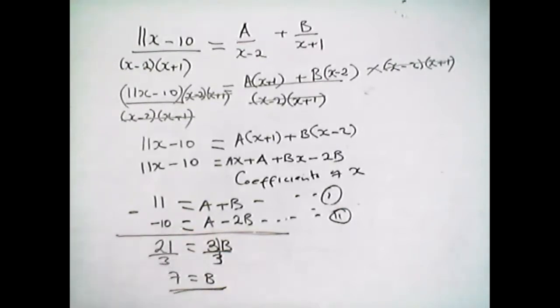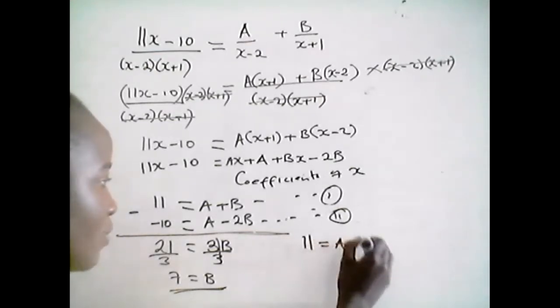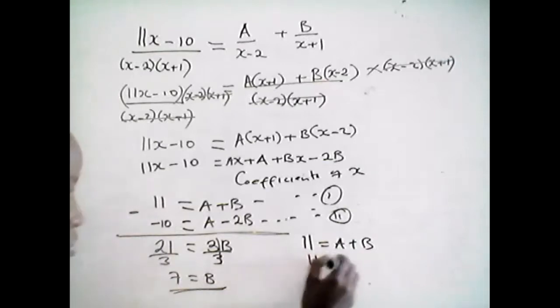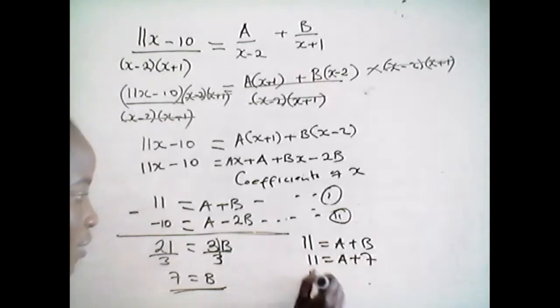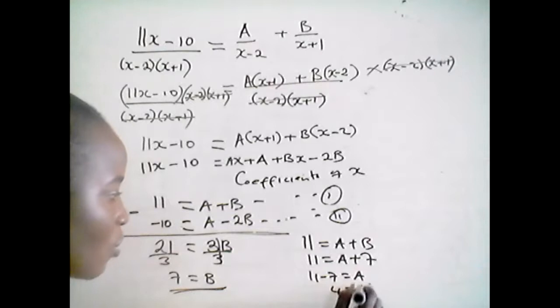So let's pick equation 1. Equation 1 is 11 is equals to A plus B. Where there is B, we put a 7. So we're going to have 11 is equals to A plus 7. So 11 minus 7 is equals to A. So our A here is 4.